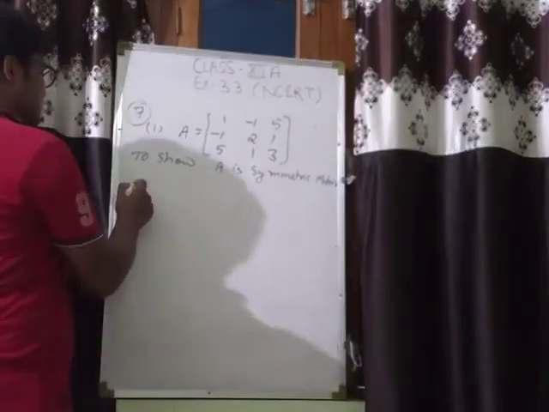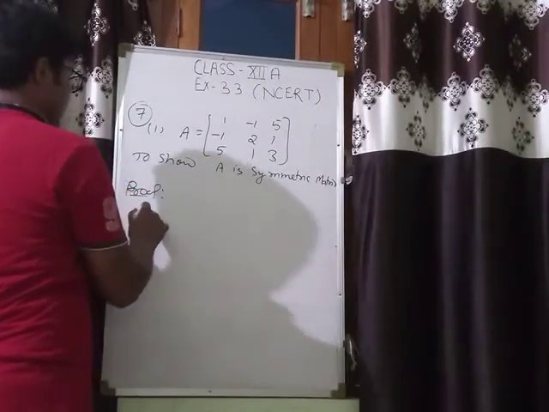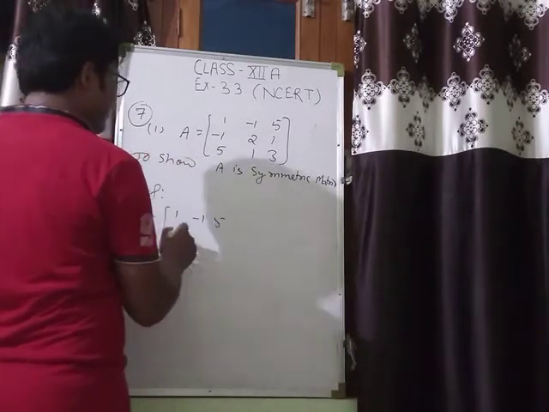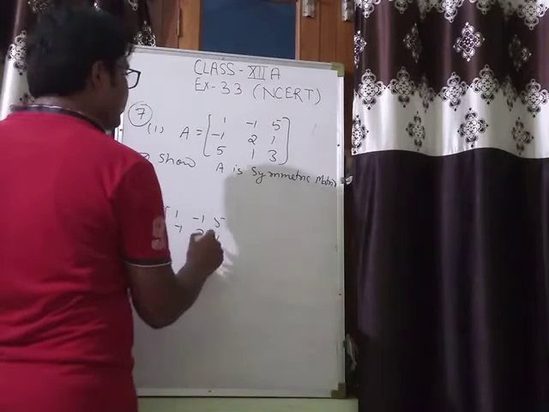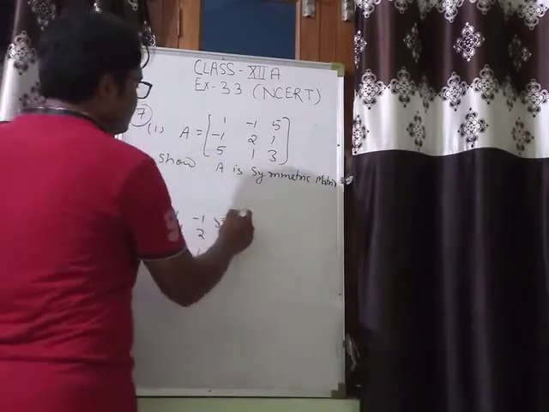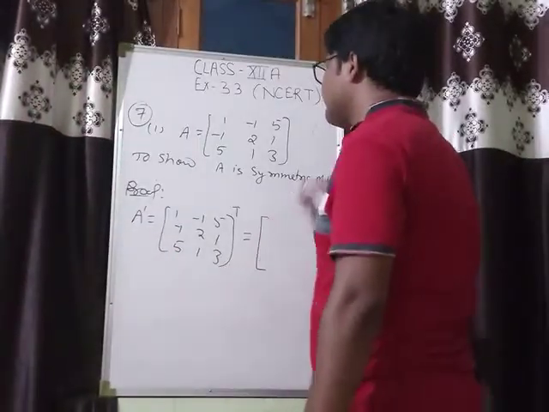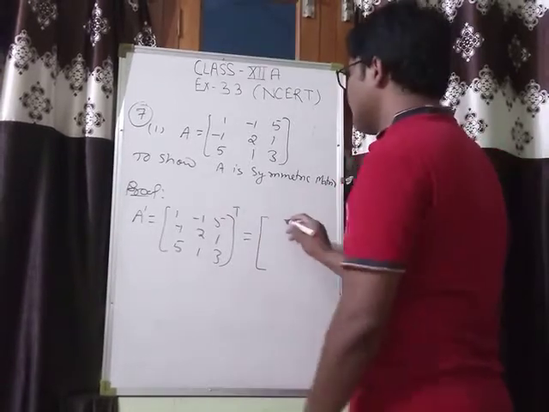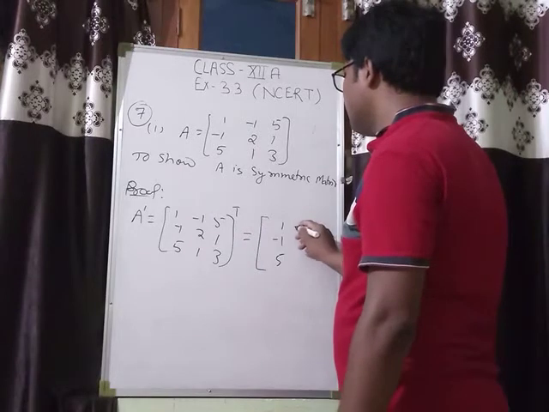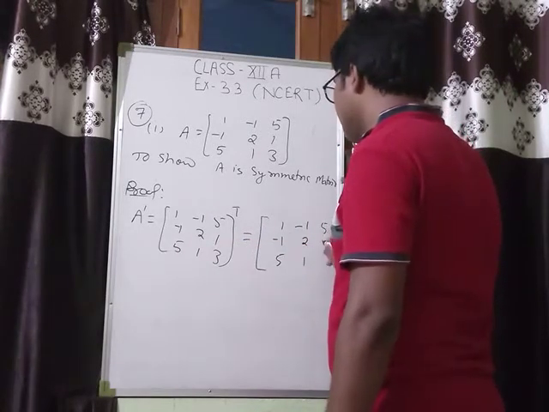See its proof. I am going to find A transpose. A is 1 minus 1 5, minus 1 2 1, 5 1 3, and this is its transpose. It will be equal to: first row becomes first column, 1 minus 1 5; second row becomes second column, minus 1 2 1; third row becomes third column, 5 1 3.